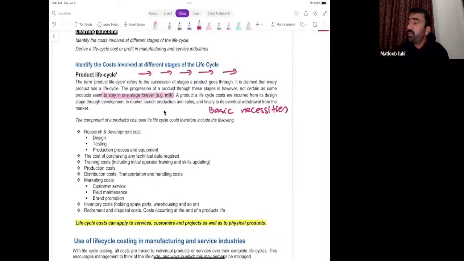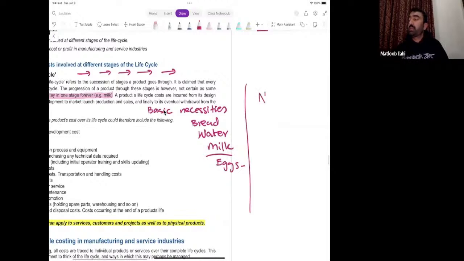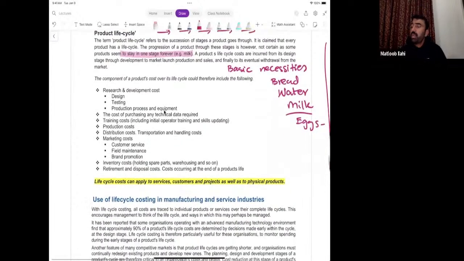like bread, for example, or you talk about water, milk. These are the basic necessities. Eggs, you can talk about. Okay, these are the different category of products, but you apply to a lot of other luxury products or non-essential products. This happens. Non-essential products. Furniture, you talk about a lot of other products.